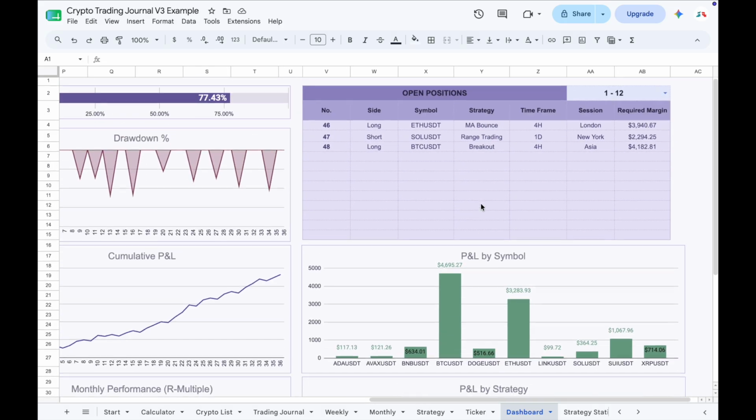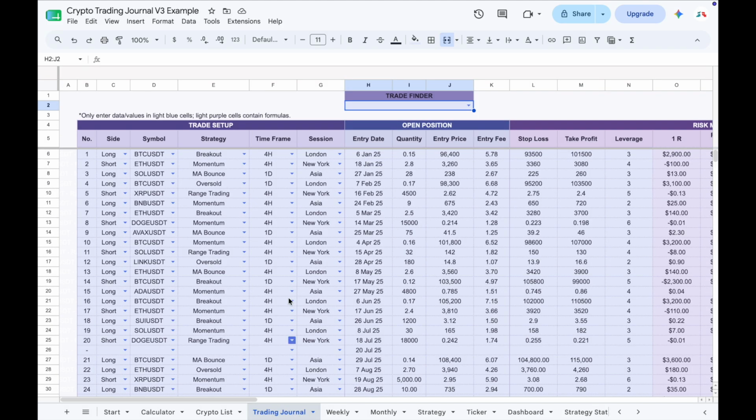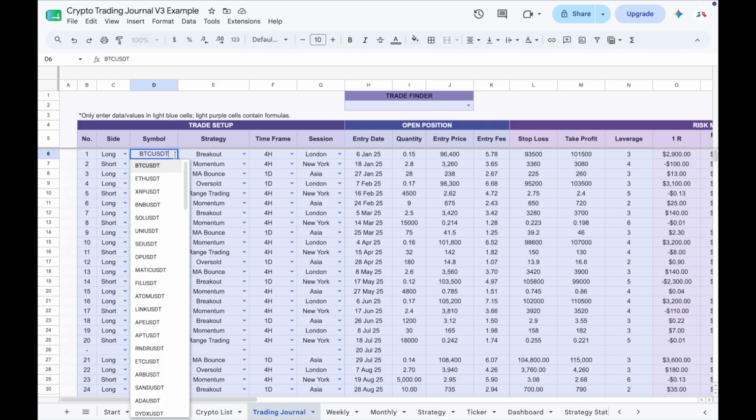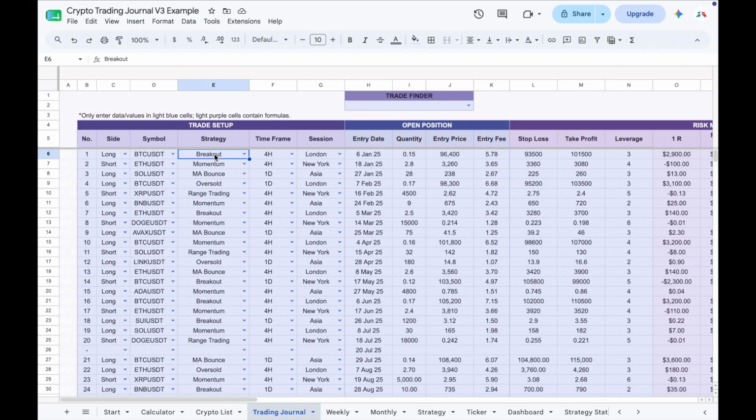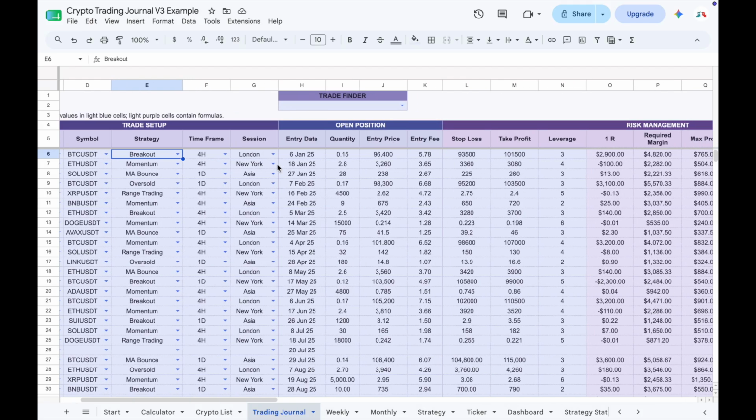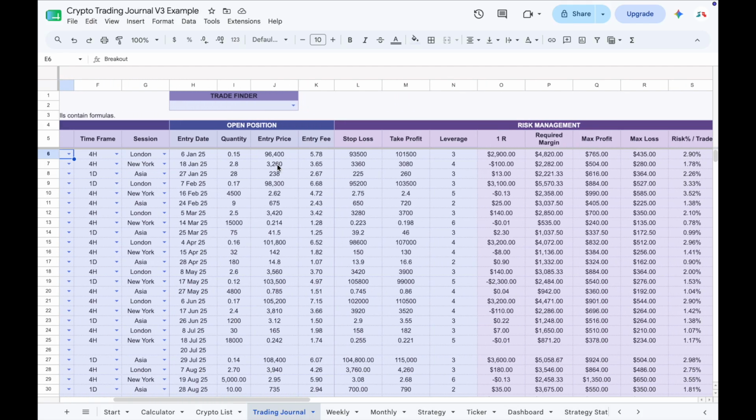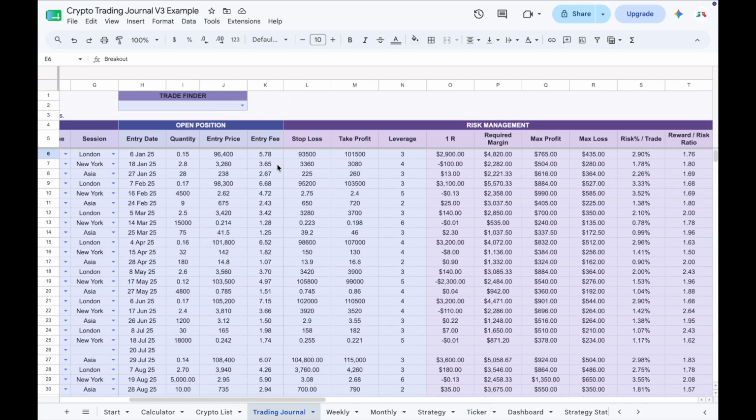Crypto moves fast. We jump between Bitcoin, Ethereum, Solana, and dozens of other coins. After a few weeks, it's almost impossible to remember every setup, every mistake, and every lesson. That's exactly why I built this crypto trading journal.